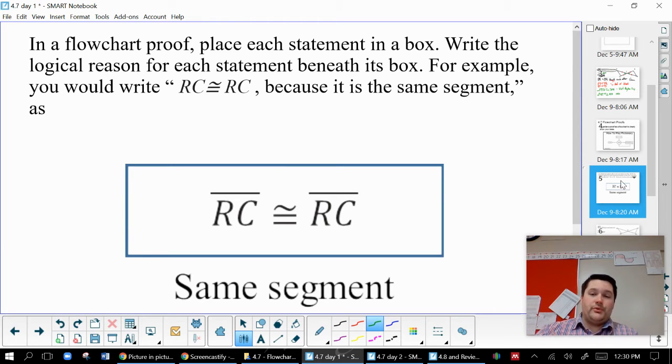So in a flowchart proof, we're always going to place each statement in a little box or bubble, and then the logical reason gets written underneath of it. So for example, here, if we were using the statement that RC is congruent to RC because it's the same segment, which is something that we've seen a lot in these proofs, it would look like this. The statement gets written in the box, the reason gets written right below it, and that's it.